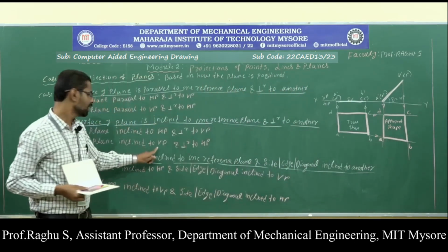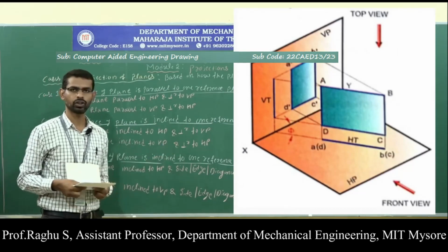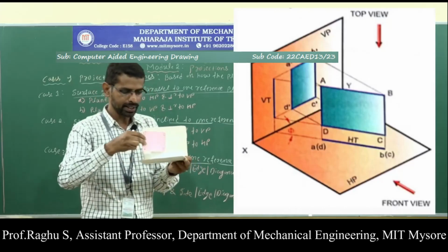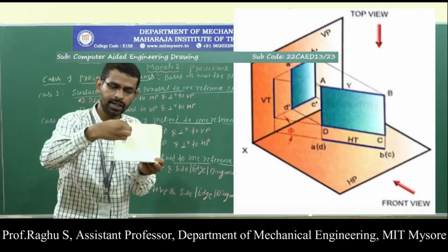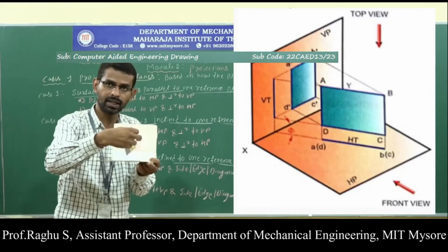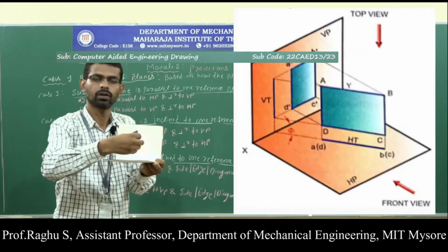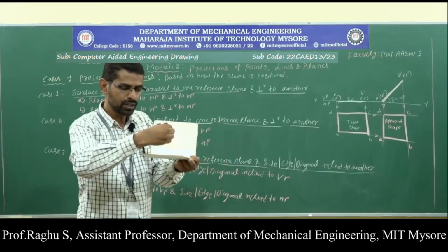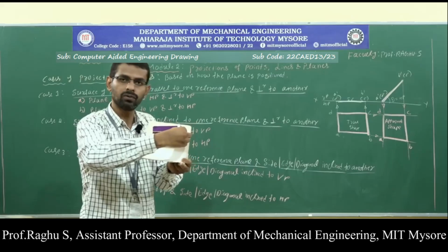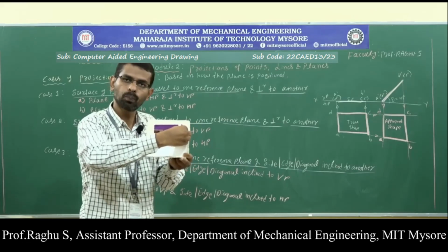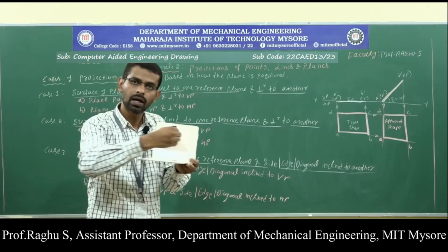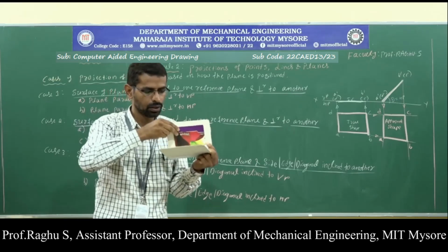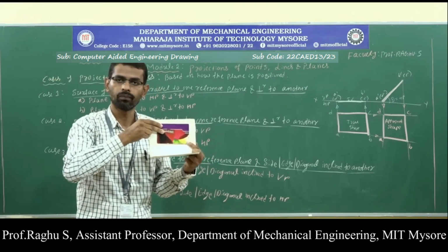Next, plane inclined to VP and perpendicular to HP. Here the position is like this. This lamina is inclined to VP and perpendicular to HP. Now what is the procedure? Same procedure. First place the lamina completely on VP. Why should I keep the lamina on VP? Because the lamina is inclined with respect to VP. Therefore, first keep the lamina completely on VP. Now draw the top view and front view.